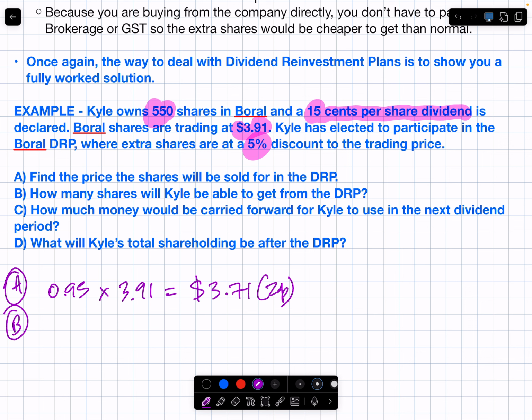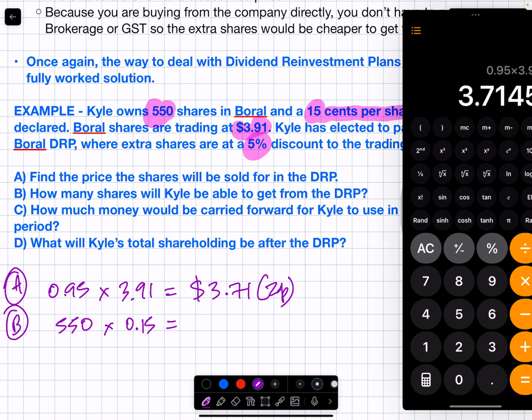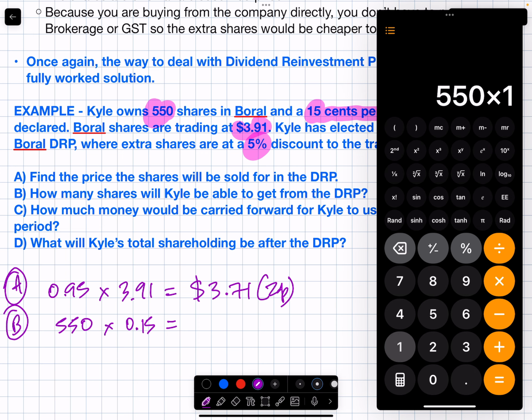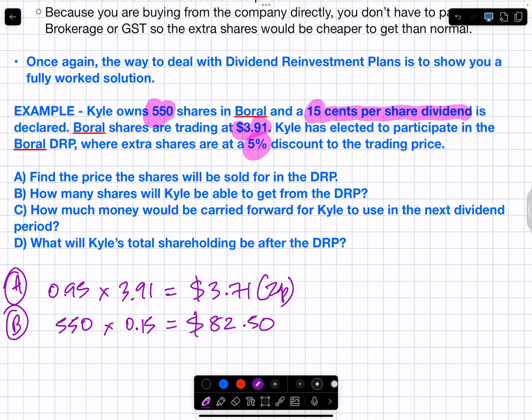B. How many shares will Kyle be able to get from the DRP? This isn't a ratio. What do we need to do here? You're using your dividend money to buy cheaper shares. Your hand went up a little bit. What could I do? Times 550 by 0.15. Good. What dividend should Kyle have got? 550 times 15 cents, 0.15. They should have got $82.50. But they're instead using that to buy these cheaper shares.